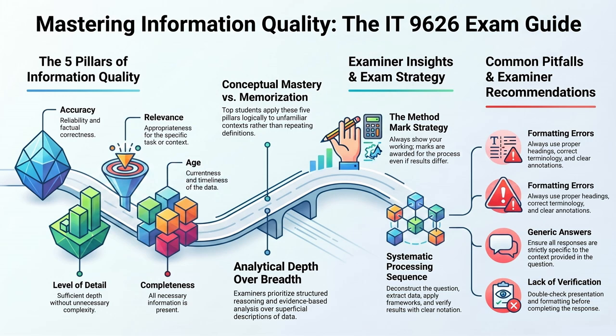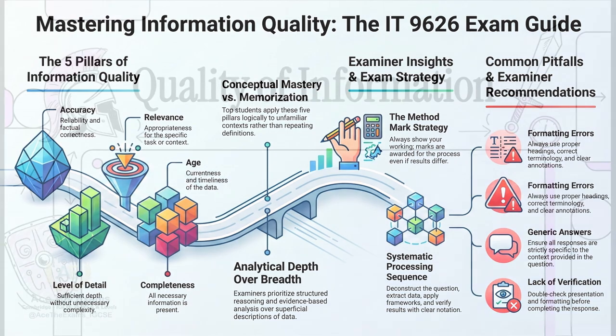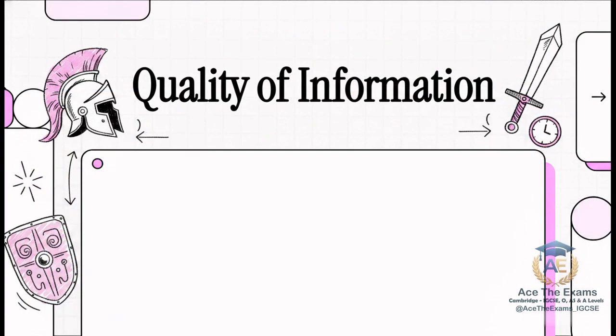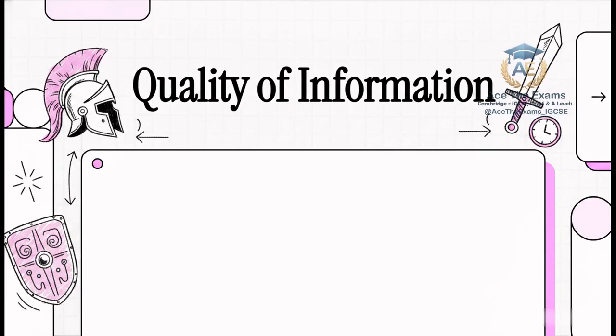Okay, let's jump right into it. Welcome to today's explainer. I want you to imagine stepping into the Coliseum. That's right, the Coliseum of the Cambridge Information Technology exam, specifically Syllabus 9626. The clock's ticking, the data they throw at you is incredibly complex, and let's be real, only the most prepared candidates walk away with those top marks.